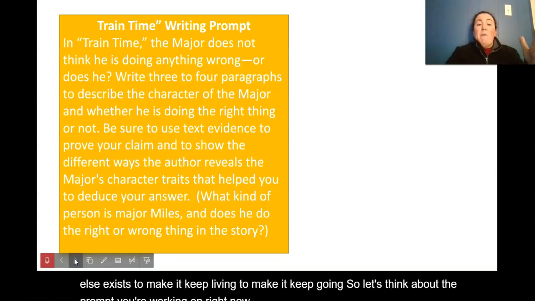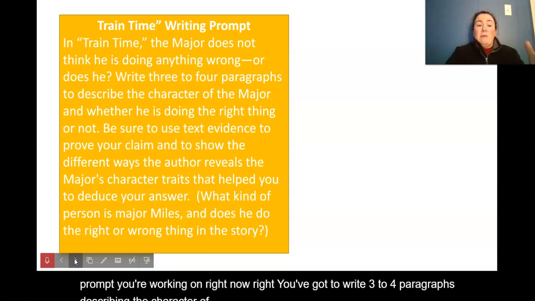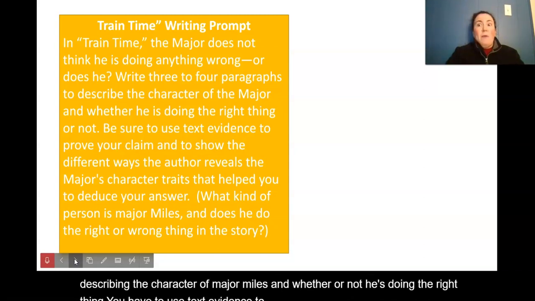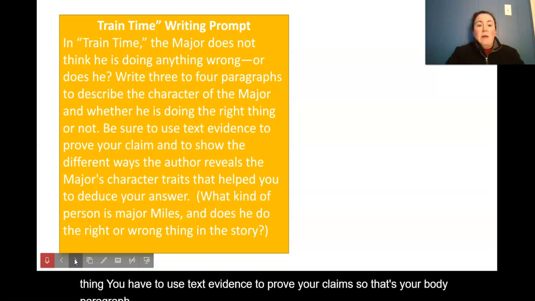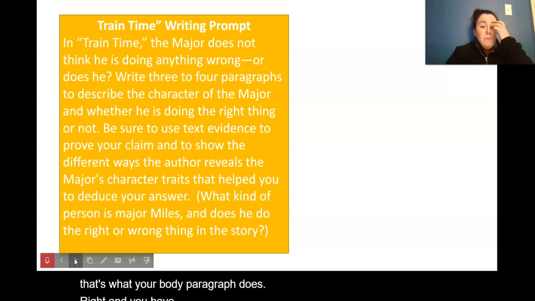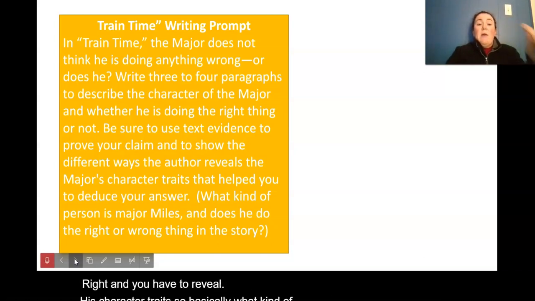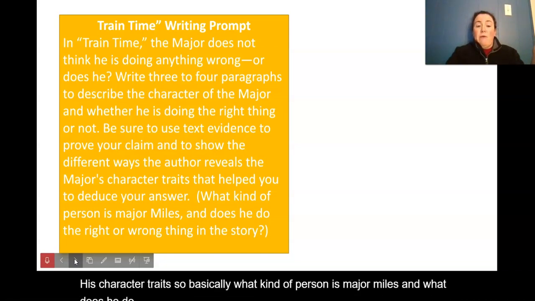So let's think about the prompt you're working on right now, right? You've got to write 3 to 4 paragraphs describing the character of Major Miles and whether or not he's doing the right thing. You have to use text evidence to prove your claim, so that's what your body paragraph does, right? And you have to reveal his character traits. So basically, what kind of person is Major Miles and what does he do? Does he do the right or wrong thing in the story?